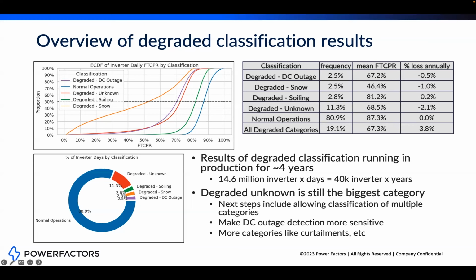We're working on improving the degraded classifier continuously, focusing on breaking down the degraded unknown category. We're also working on improving classifier sensitivity to DC health issues like strings offline. Currently, an entire combiner has to go down for it to classify as a combiner outage, but there are a lot of times when the degraded unknown is just a large number of string outages. So many degraded unknown events are also when you get things like soiling and combiner outages at the same time. Classifier can't place them in a single category with confidence. So we're working on updating it to classify multiple events at once.